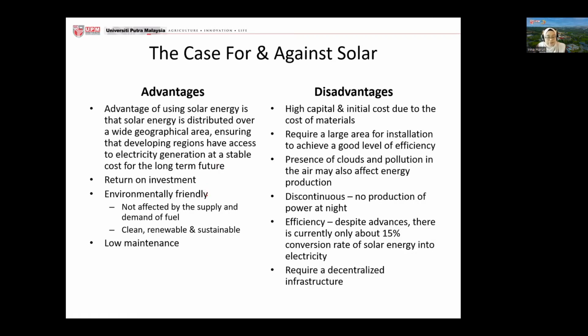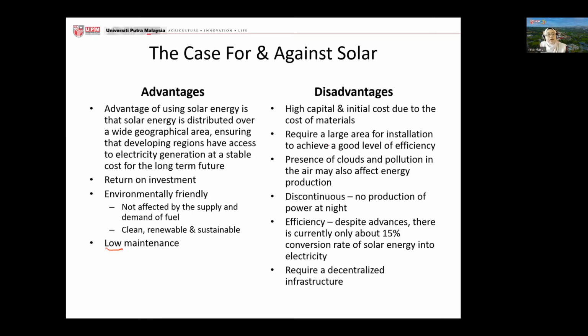It is also environmentally friendly. It is low maintenance. Not saying that it doesn't have to be maintained at all. There are, but it's quite low as compared to different types of energy. Some disadvantages is, of course, the high initial capital cost, because the material itself is costly. Although now the cost is being reduced faster and faster because there's a lot of R&D involved. So we are able to further reduce the cost.